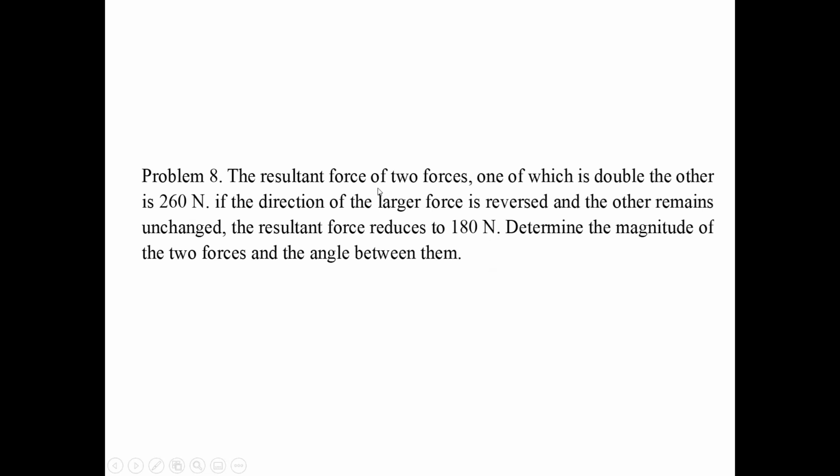What is the first condition? We have two forces F1, F2. F1 is equal to 2F2, that is the meaning of one of which is double the other. The resultant force magnitude is 260 Newtons. In the second condition, we reverse the direction of the force F1, the opposite direction. The direction of the force F2 remains the same. So in the second condition, the resultant force magnitude is 180 Newtons. Find out the magnitudes of F1, F2 and also the angle between them.